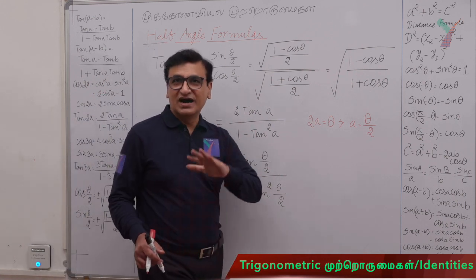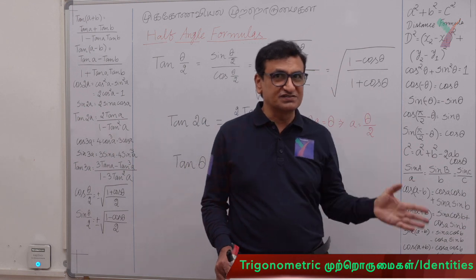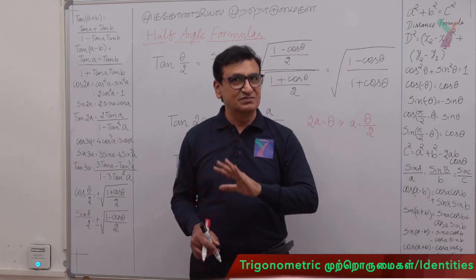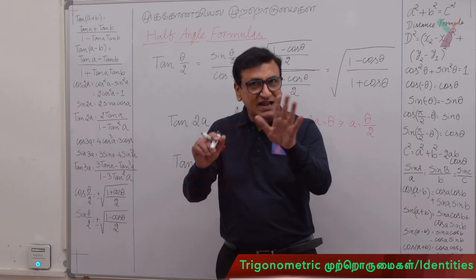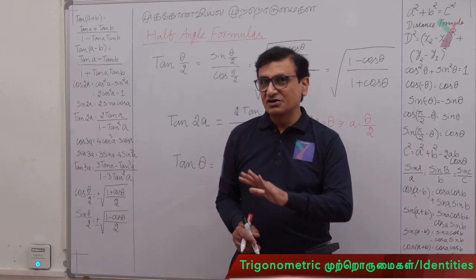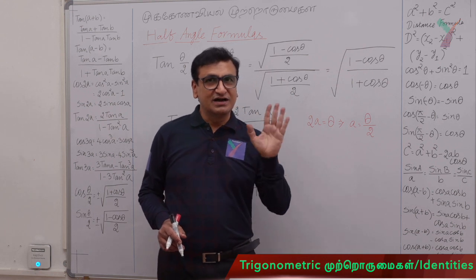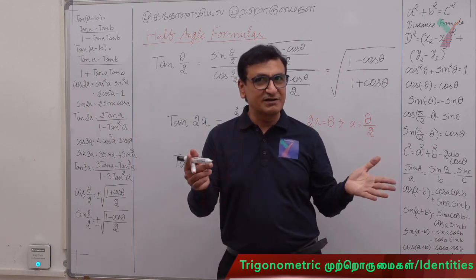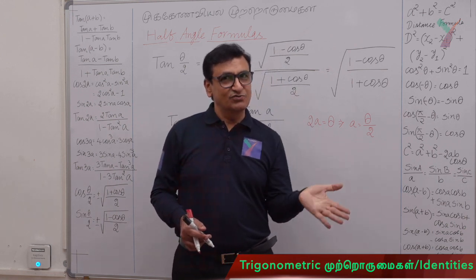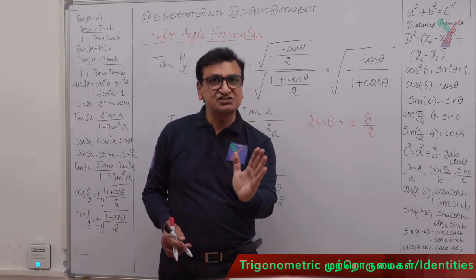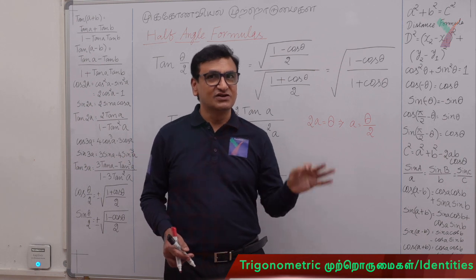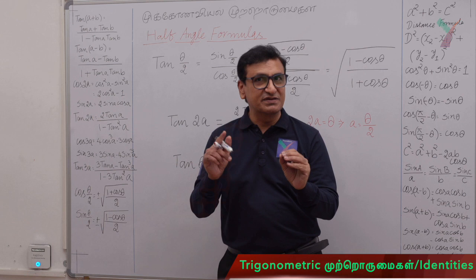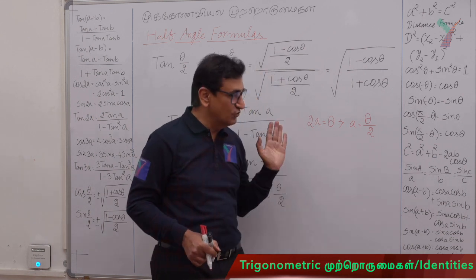So far we have seen the addition and subtraction formulas, that is cos a plus b, cos a minus b, etc. Then we saw double angle formulas. We saw triple angle formulas. Then we saw half angle formulas. Are there other formulas? Yes. We are going to do next the addition to product formula, that is cos a plus cos b, that is one formula. Similarly sin a plus sin b, that is another formula. We are going to do that.